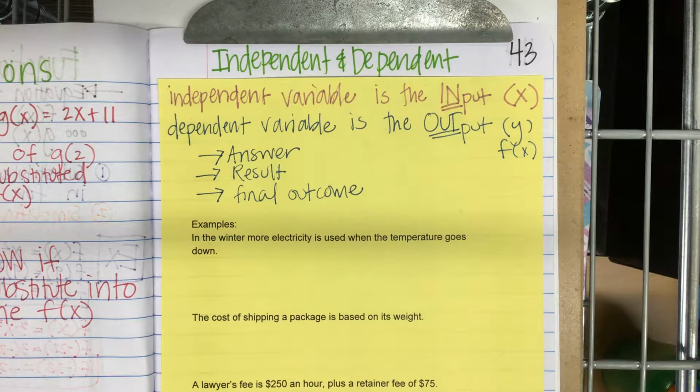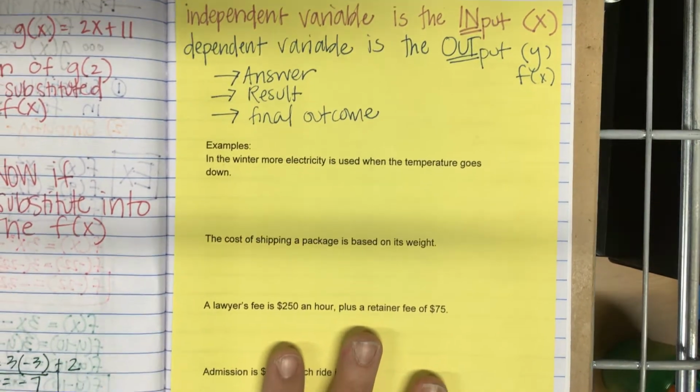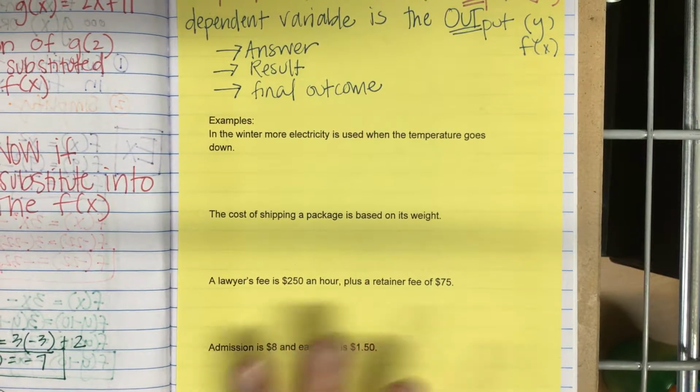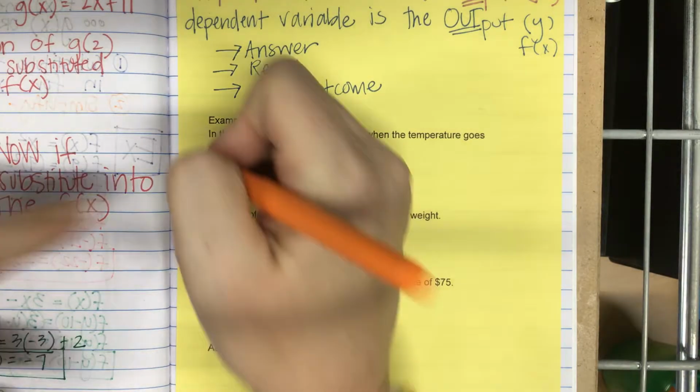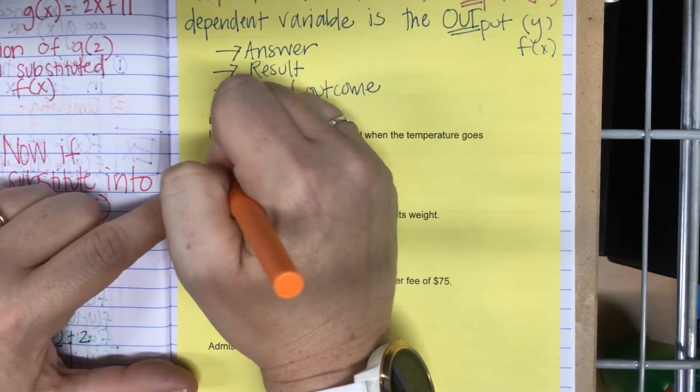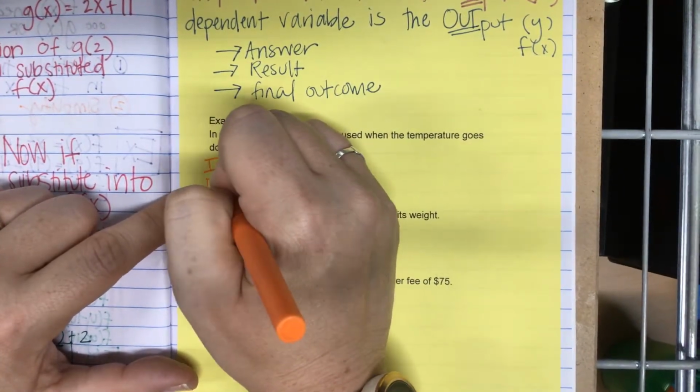And again, it's one of those things that you kind of have to talk yourself through. You have to talk yourself through identifying. All right, so let's identify independent and dependent. I'll put I for independent, and I'll put D for dependent.